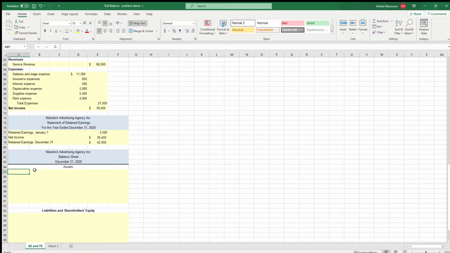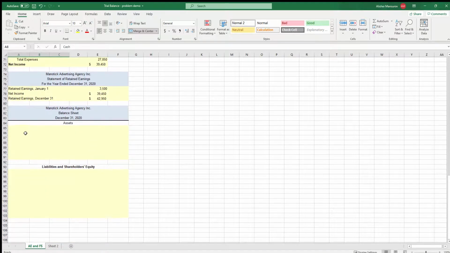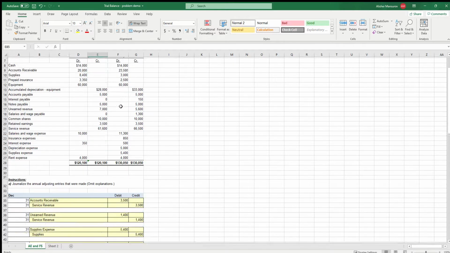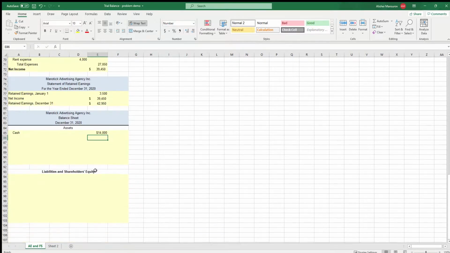Next, we'll prepare a balance sheet for Manatic, and here we'll start with assets, and we'll look at asset accounts of highest liquidity, and there we have cash. So we'll start with cash. The cash balance was 14,000. So we'll see that, and we'll look at the cash balance on the adjusted trial balance, and that's 14,000.